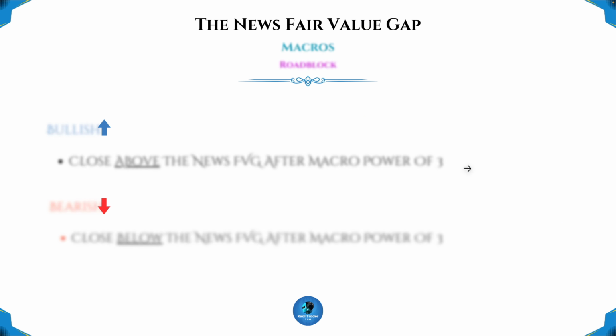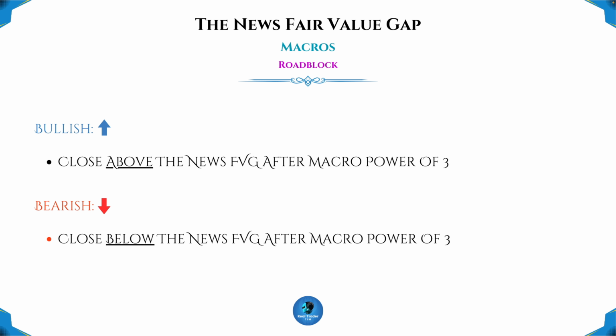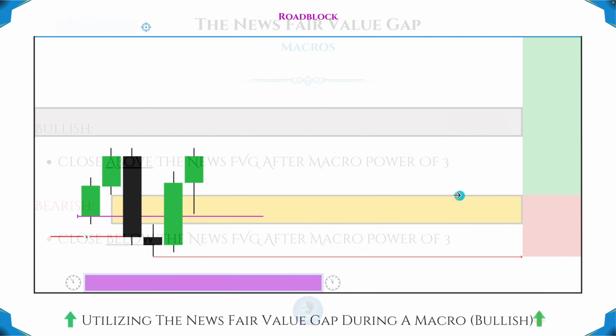So let's talk about how we can utilize the news fair value gap with macros. We're going to utilize the same terminology as before. We're going to look at how we can utilize the news fair value gap as a roadblock. When we are bullish, we want to see price close above the news fair value gap after a macro power of 3 setup. When we are bearish, we want to see price close below the news fair value gap after our macro power of 3 setup.